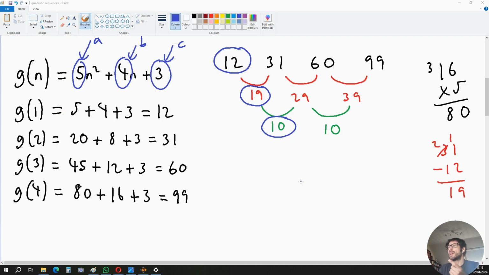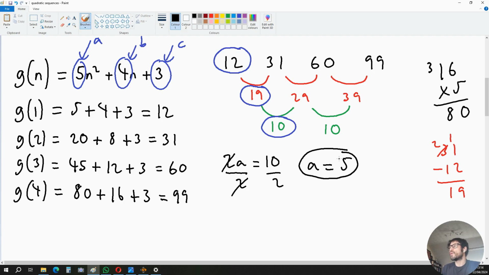Now remember, the difference between the differences should be equal to 2A. Okay, the differences between the differences over here is equal to 10. So we're going to write 2A is equal to 10. If we divide both sides of this equation by 2, like so, we get A is equal to 5. Okay, because 10 divided by 2 is 5. So we've found A. We know that this is true because A over here is equal to 5. So our first result is correct.